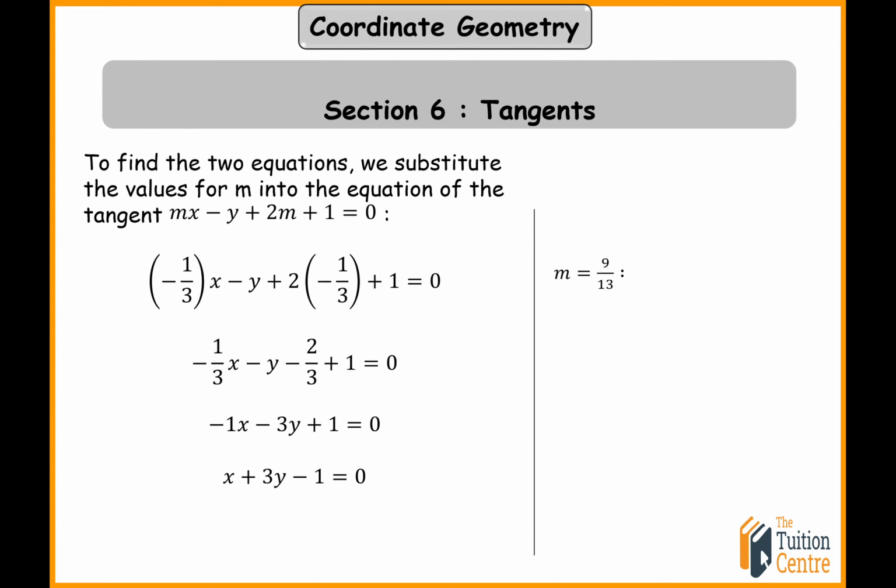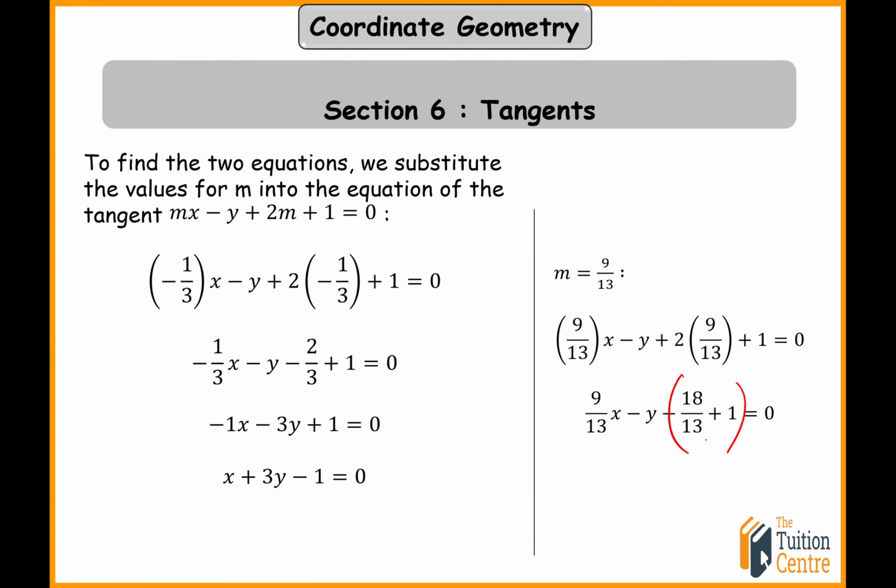We have to get the second one. If m is equal to 9 over 13, we fill it in again. We multiply it through. So we have 18 over 13 plus 1. So what's that going to be? It's going to be 31 over 13. We're going to multiply everything then by 13. We're going to get 19x minus 13y plus 31 equals 0. And those are my two equations. So that is my final answer.